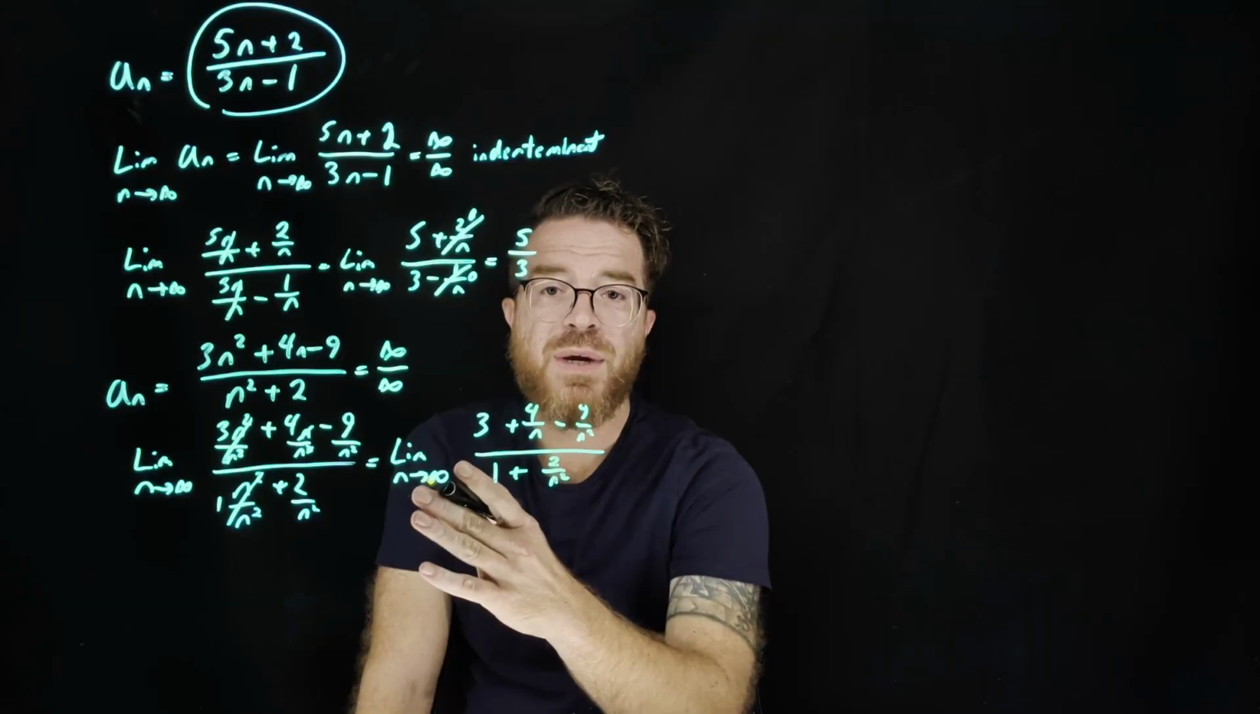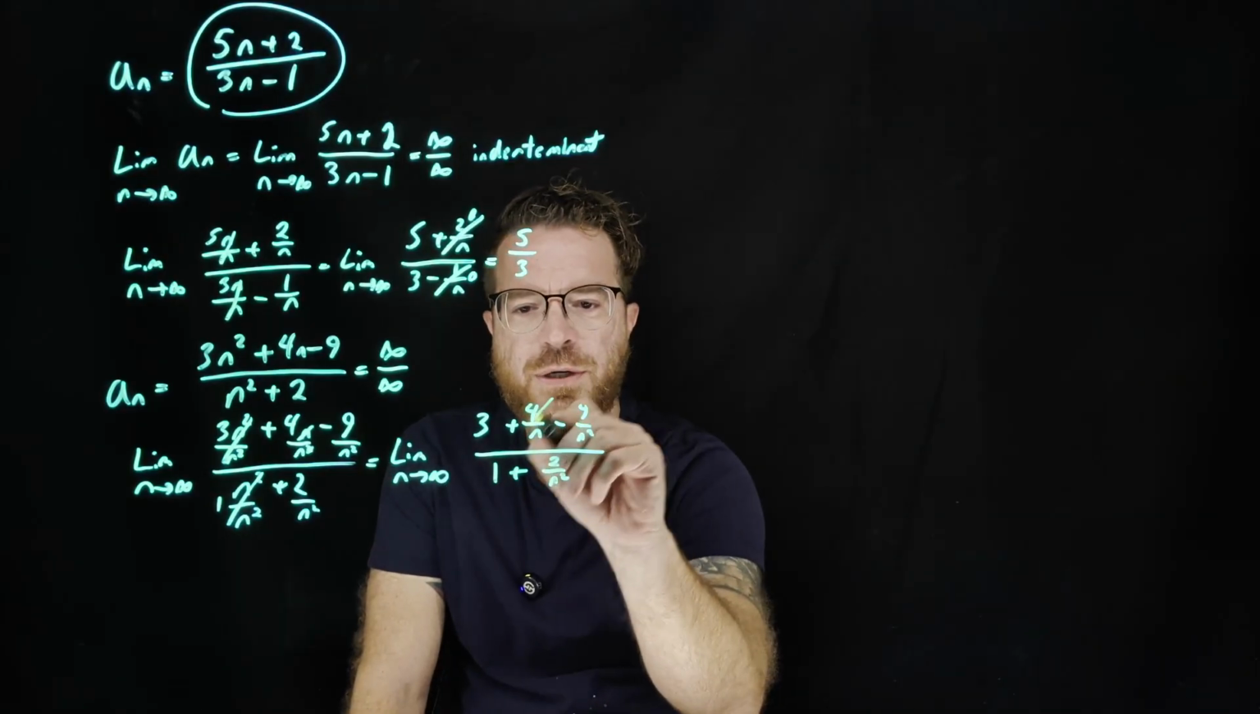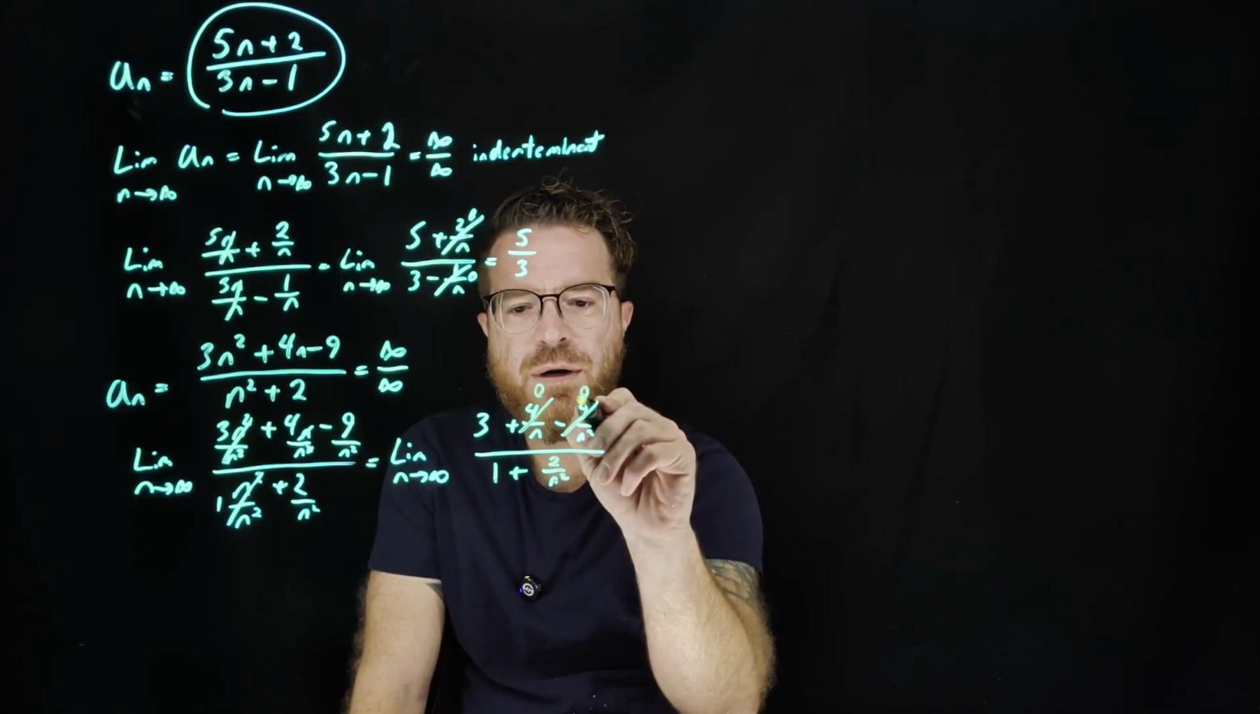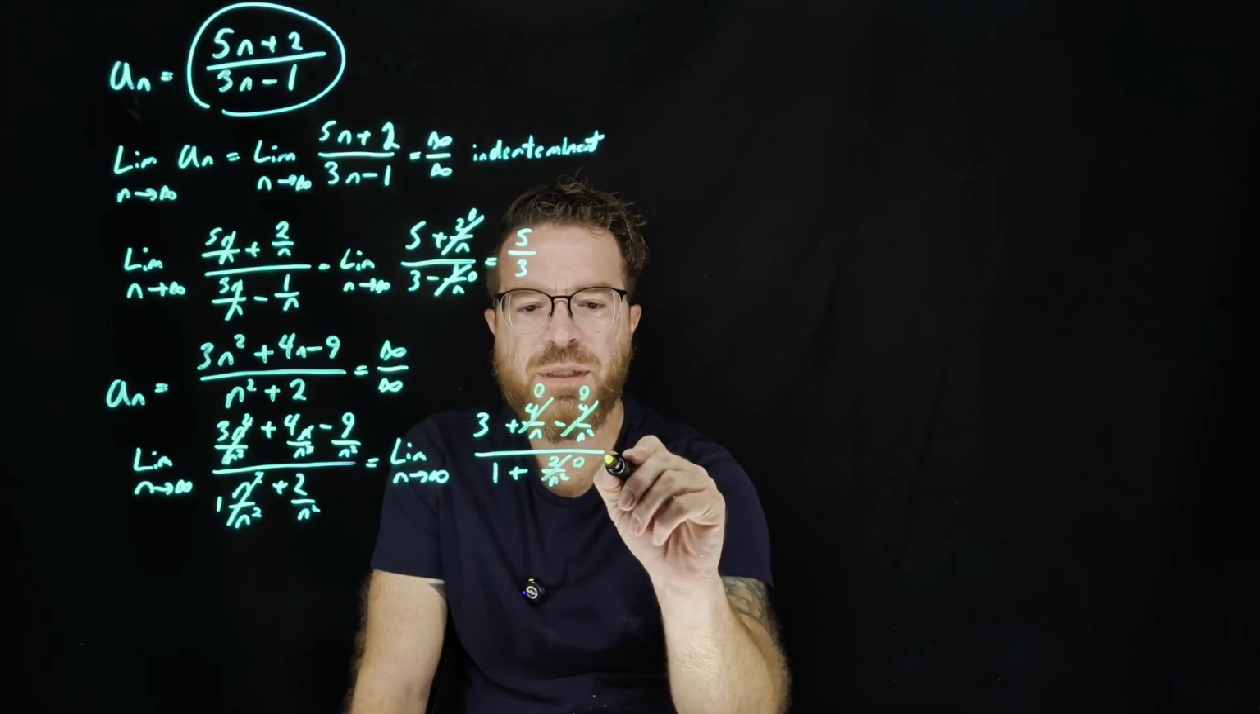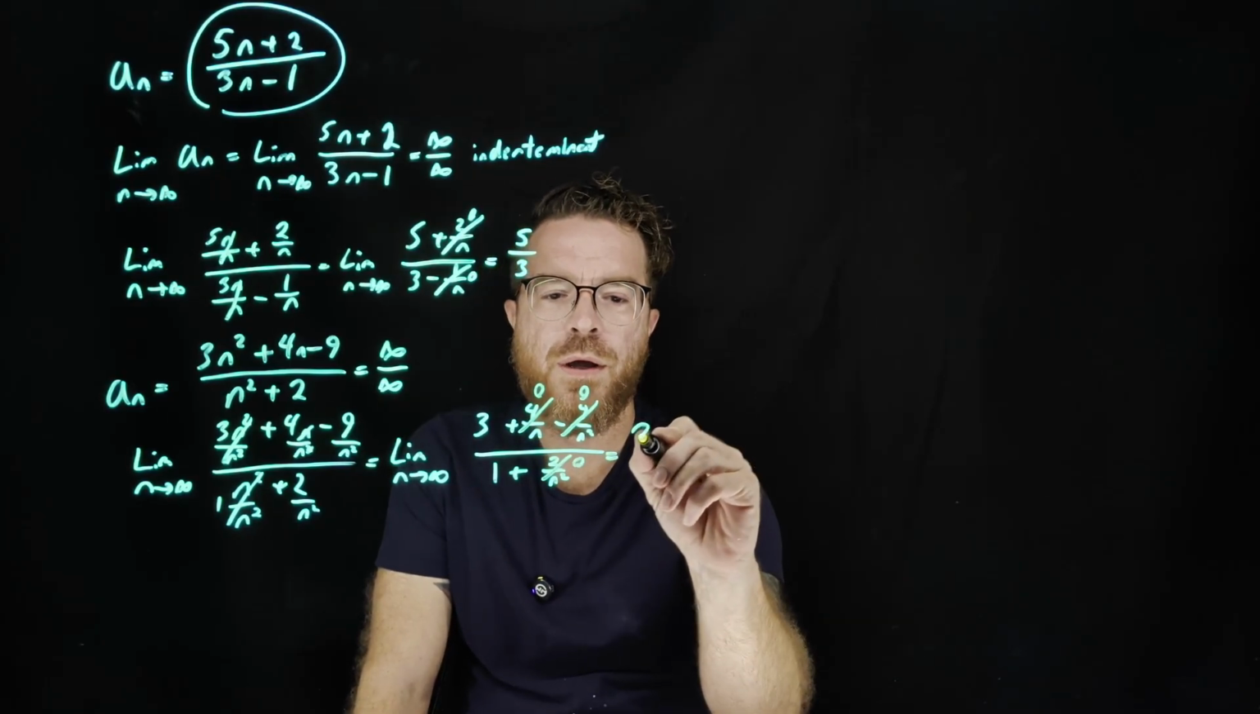So now once we evaluate this limit, what's going to happen? Well, this term's going to go to 0. This term's going to go to 0. This term is going to go to 0, and we're going to be left with 3 over 1, or 3.